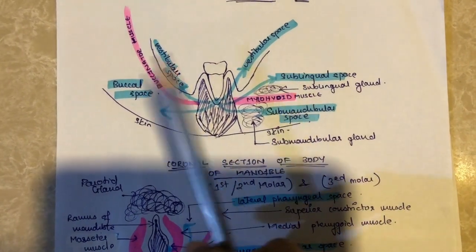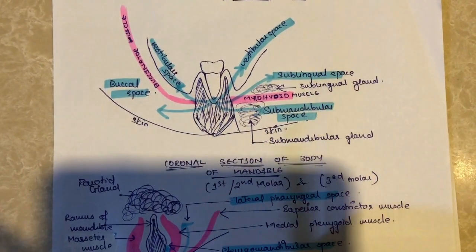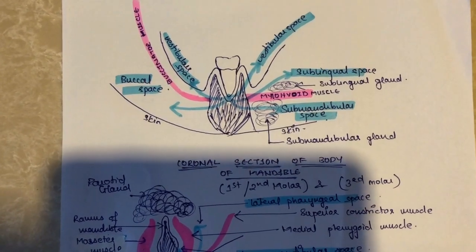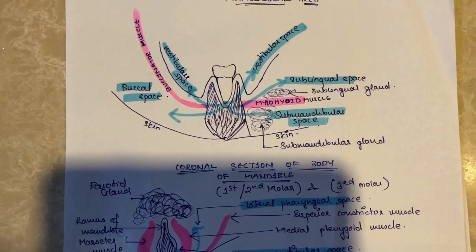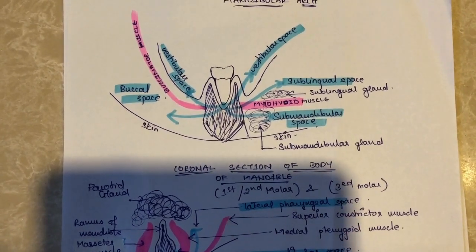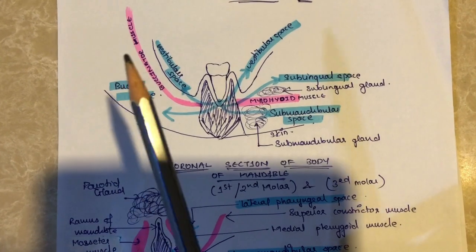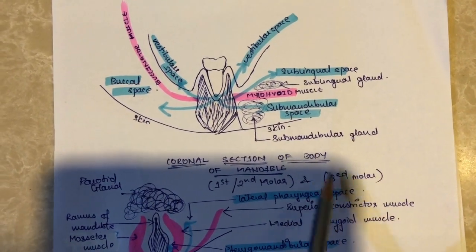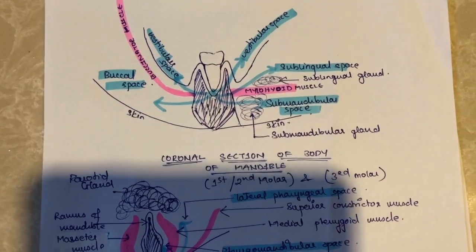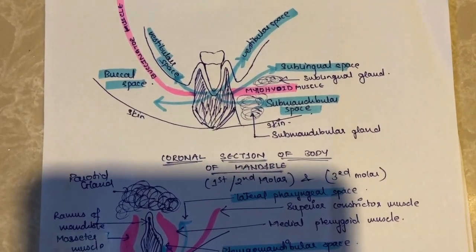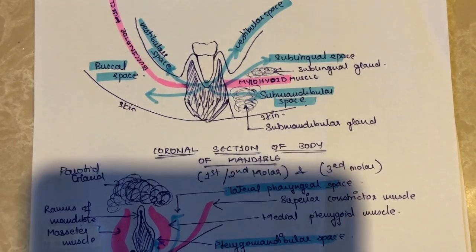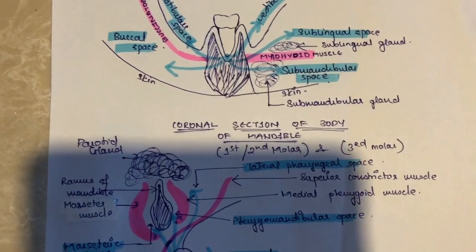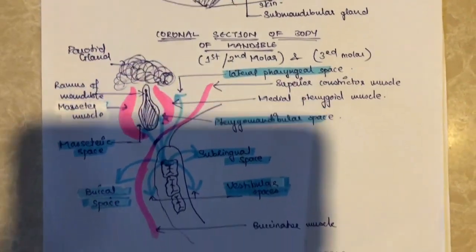The boundaries and management of each of these spaces I'm going to talk about in the upcoming videos, so please stay tuned with it. This is the spread of infection in the first and second and even the third molar in the coronal section. Now in case of third molar, there are more spaces to which the infection may spread. So the further video is about it.